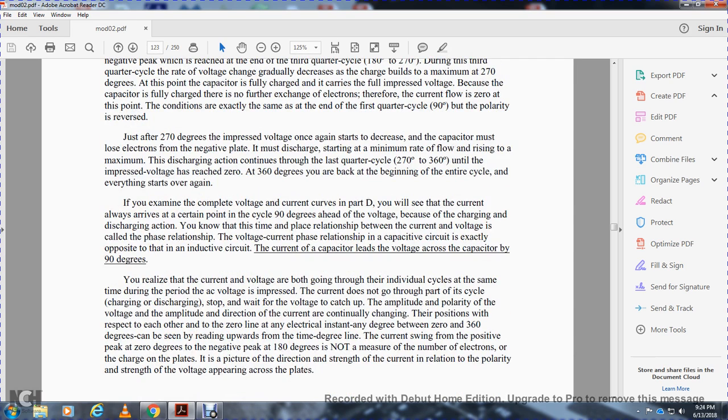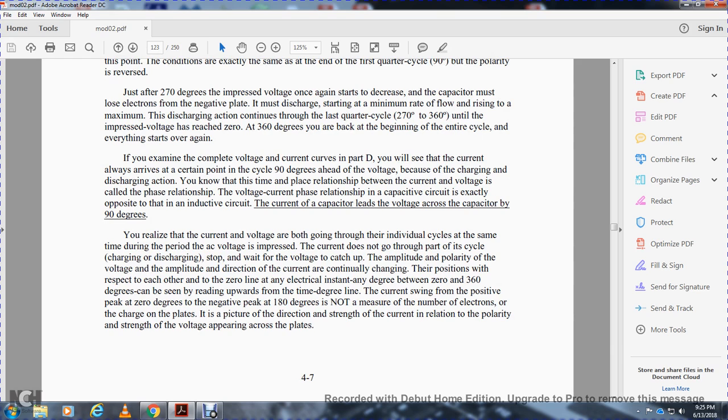Just after 270 degrees, the impressed voltage once again starts to decrease, so the capacitor must lose electrons from the negative plate. It must discharge, starting at a minimum rate and rising to the maximum. The discharge action produces current through the last quarter cycle, 270 to 360 degrees. The impressed voltage has reached zero. So at 360 degrees, you are back at the beginning of the entire cycle. Everything starts over again.